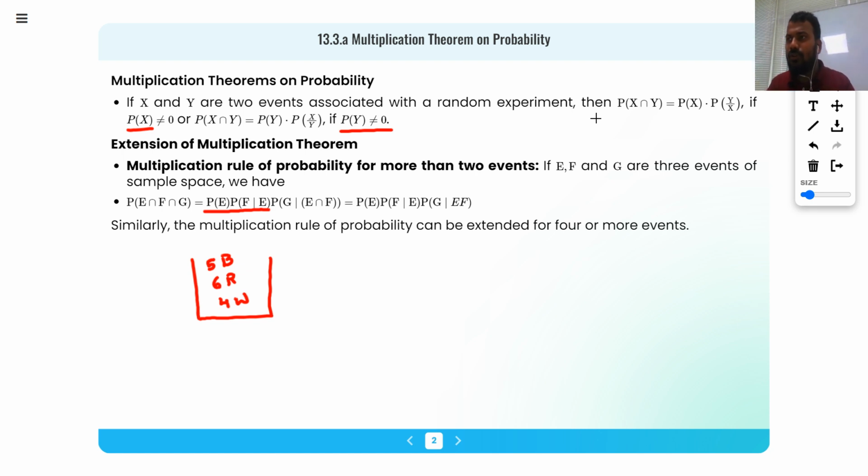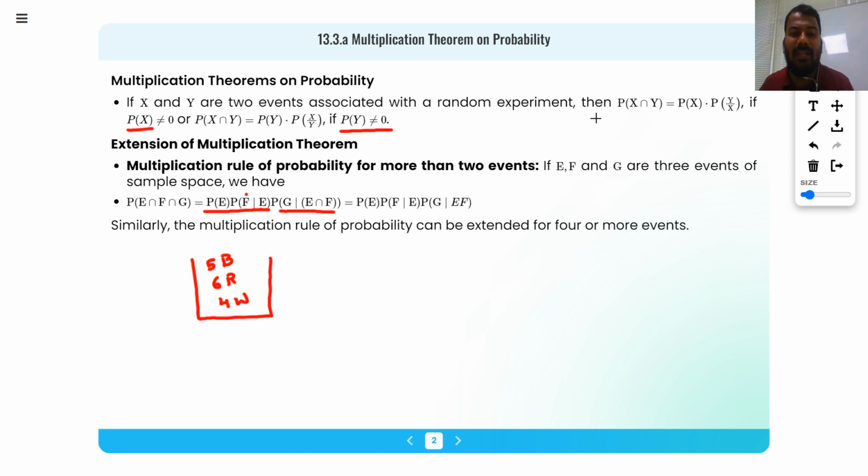Next, you have to find out the probability of R, provided blue is already taken. That's what it says: probability of F given that E is already taken. Next, you have to find out the probability of Y. Now you are going to take out the probability of Y provided B and R are already taken. That's what we are going to talk about in the third case: probability of G given that E and F are already done.